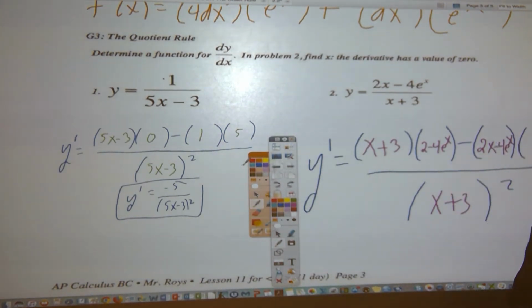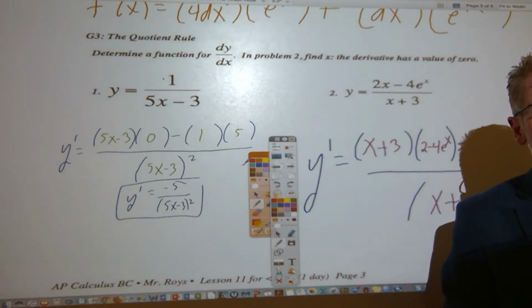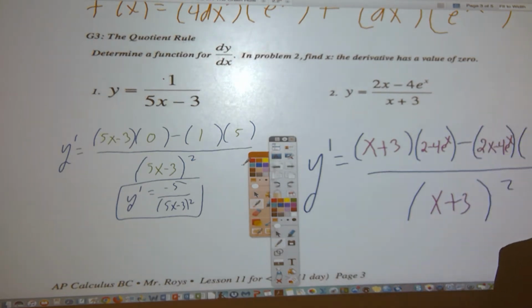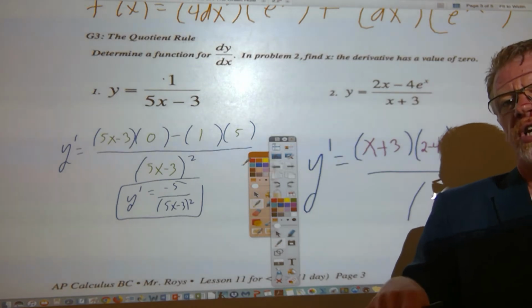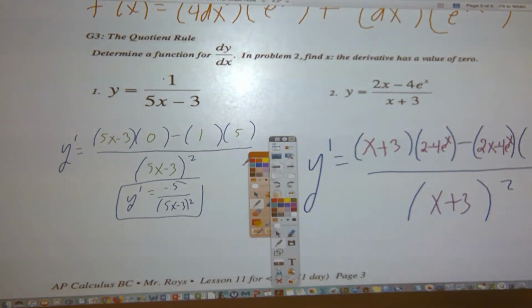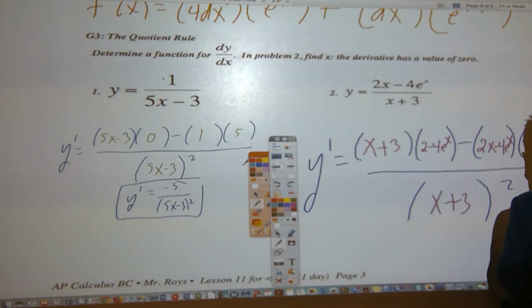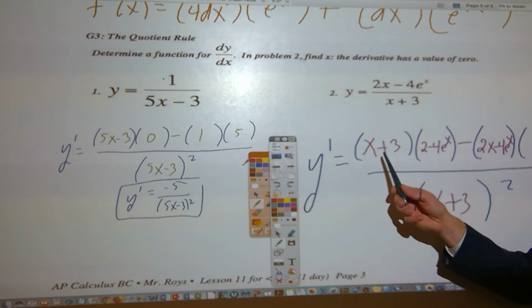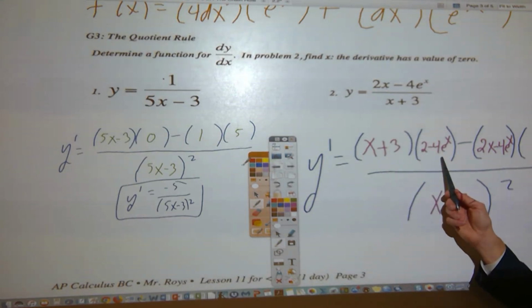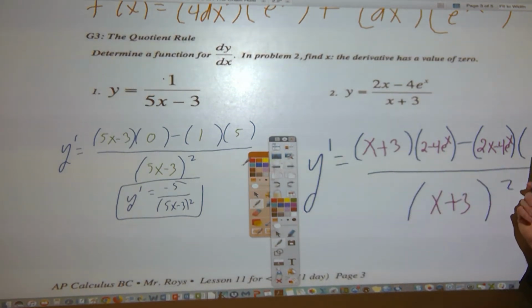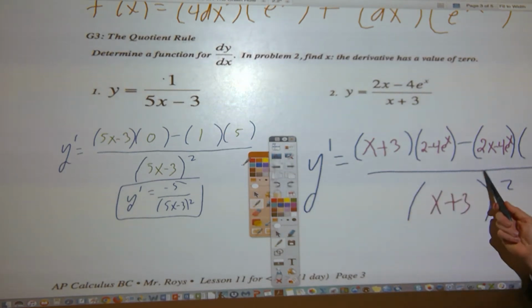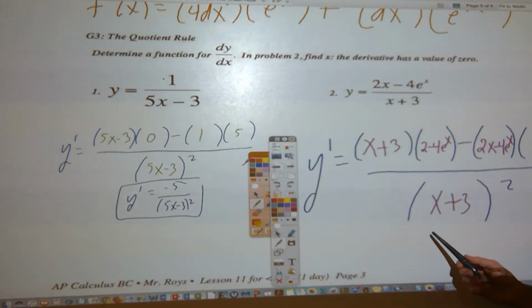And just in case the students in my 7th period class forgot the chant, when I say go, I'd like all of you here in 4th period to chant out loud and in unison the quotient rule mnemonic device, starting with the word low. On your marks, get set, go. Low d high minus high d low. Draw the line and square below.